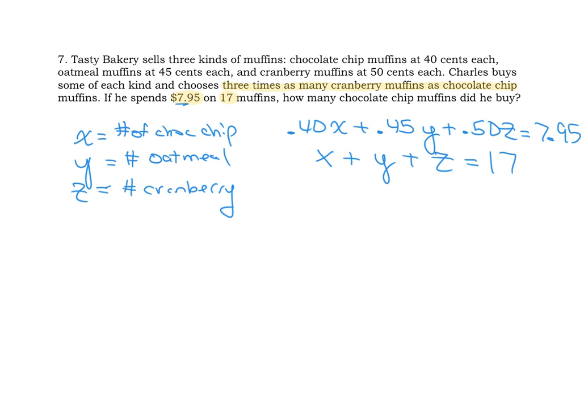Now, 3 times as many cranberry as chocolate chip. Cranberry has more, so we're going to do the math to the chocolate chip and multiply it by 3. So cranberry equals 3 times the chocolate chip. Now they're equal to each other.